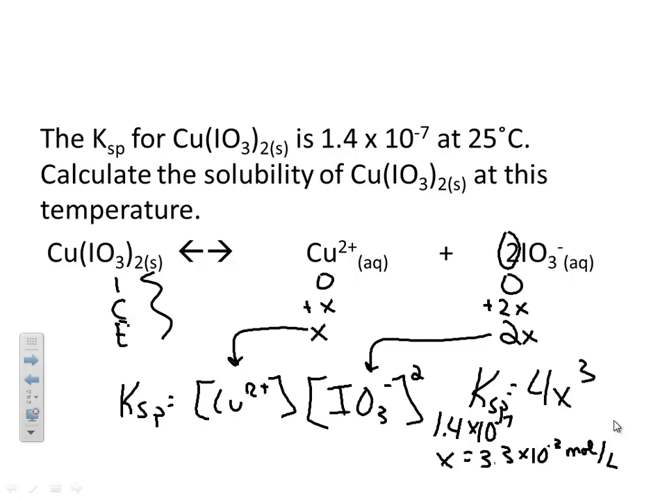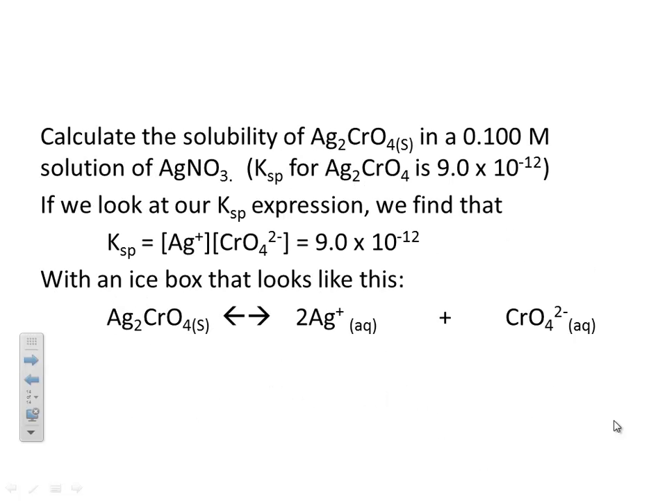As you can imagine, these types of problems are also a great place to see the common ion effect. If one of the ions in the solution from the solid that's being dissolved already exists in the solution from some other solid, you're going to have a common ion effect present. Okay, so let's take a look at a problem for this. Calculate the solubility of silver chromate in a 0.1 molar solution of silver nitrate.